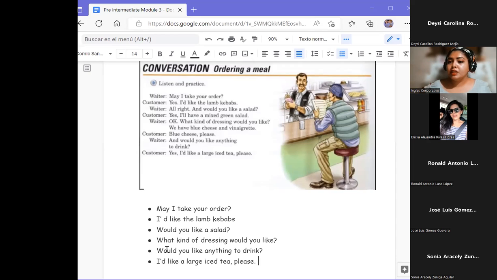So in that conversation, we have a lot of sentences in which we are using the modal verb. We have 2, 4, and 6. May I take your order? I would like the lamb kebab. Would you like a salad? What kind of dressing would you like? Would you like anything to drink? And I'd like a large iced tea, please.